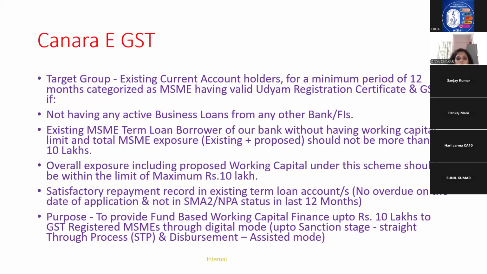Satisfactory repayment record in case of existing term loan accounts. There should not be overdue on the date of application, and the account should not have appeared in SMA2 or NPA status in the last 12 months. The purpose is to provide fund-based working capital finance up to 10 lakhs to GST registered MSMEs through digital mode, up to the sanction stage through straight through process, and disbursement in assisted mode.